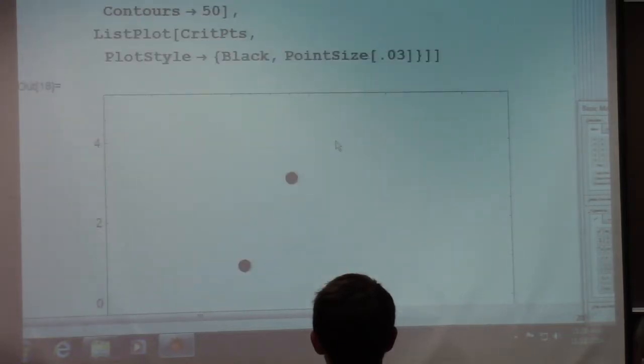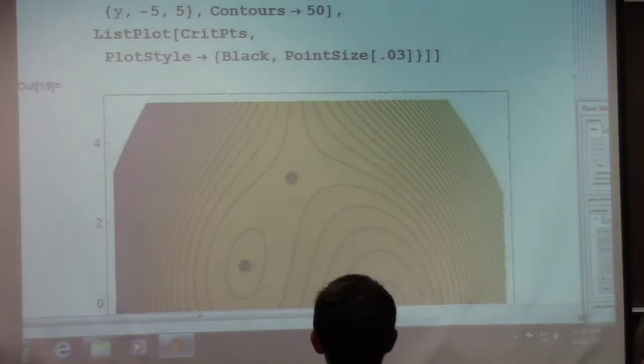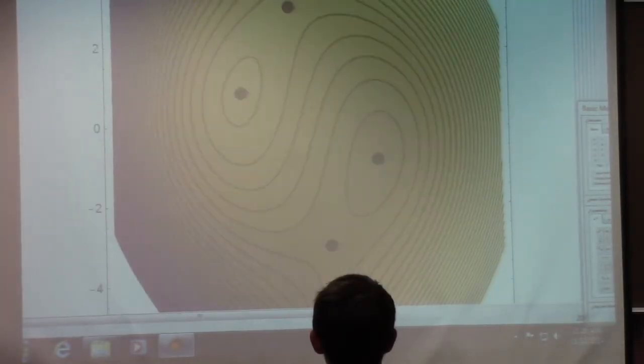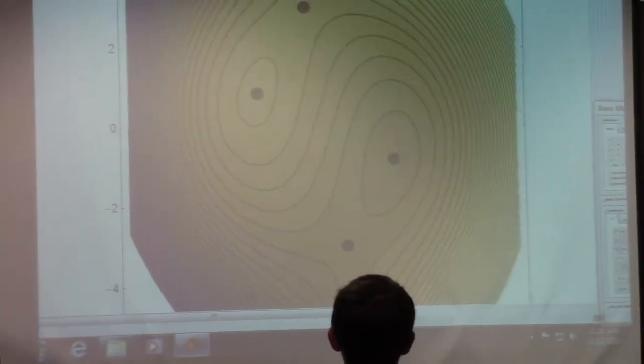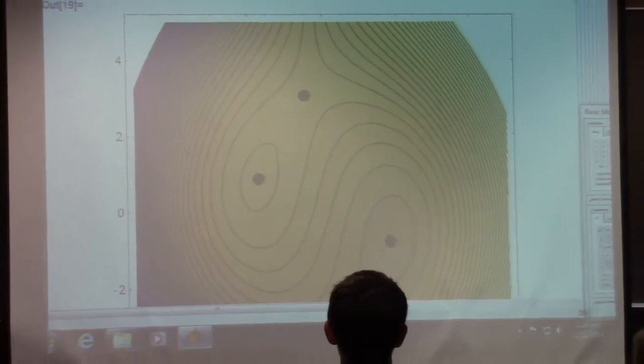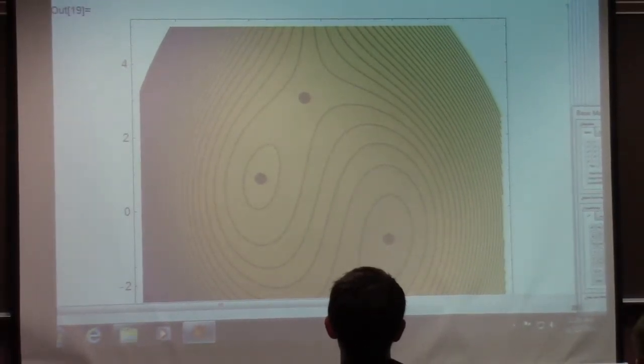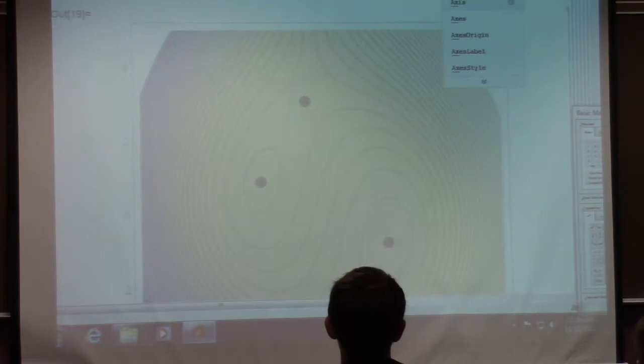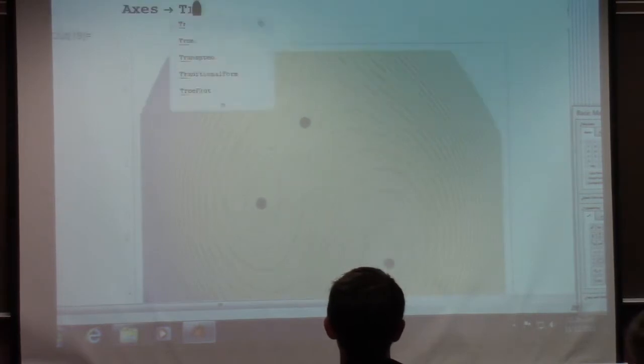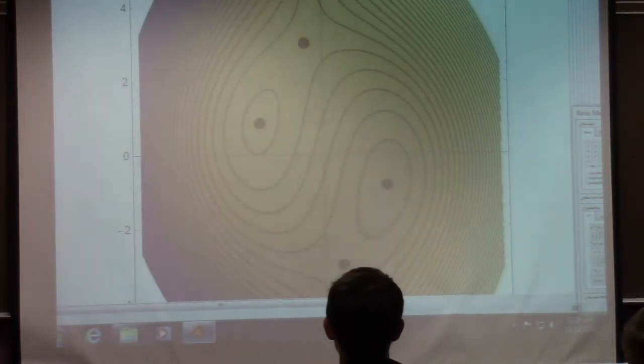Oh, where'd my contour plot go? Did I enter the function? Oh, I know why. It's because I forgot about the curly braces here. There we go. There's our 4 critical points. It'd be good to put the axes in here too, and maybe even get rid of the frame. No, I probably should keep the frame, but let's stick the axes in there. Okay, so you can see the axes.